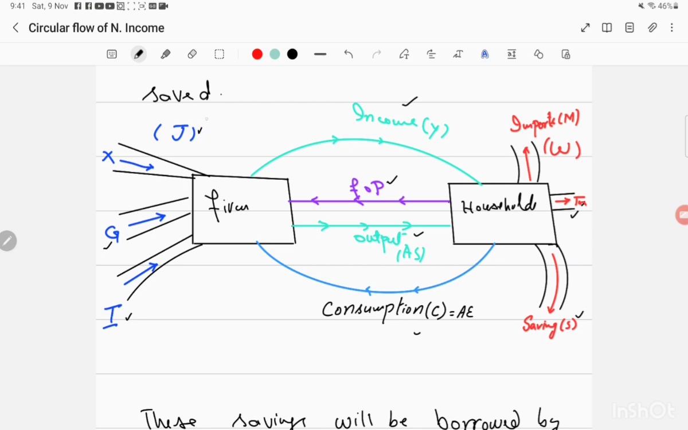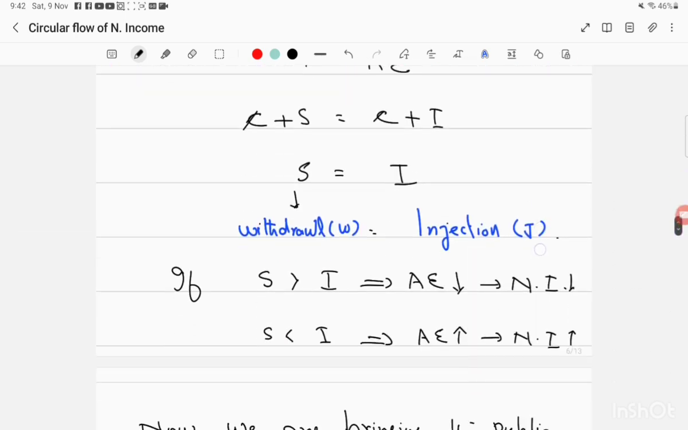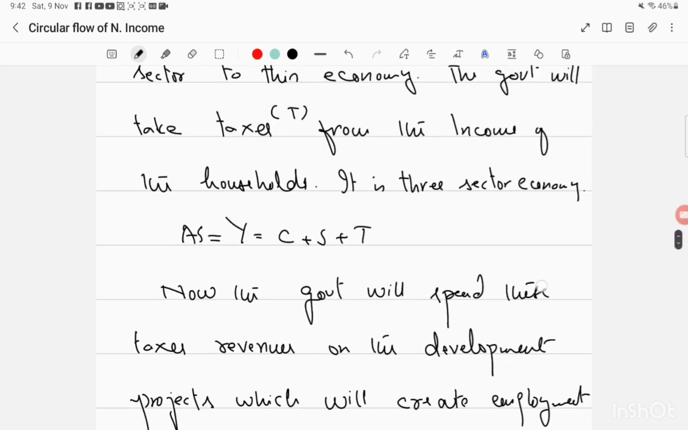This J side is showing us the injections, and on the right side you will see the red things I have mentioned. They are the withdrawals, like withdrawals in the form of taxes and savings, and on the left side, investment and government spendings are the injections to this circular flow. Now when government is brought into the picture, our income will be divided into three parts. What are those parts? They are going to be consumption, saving plus taxes. Now income is divided into these three parts.